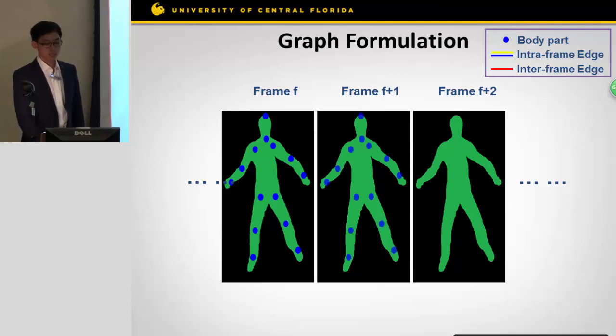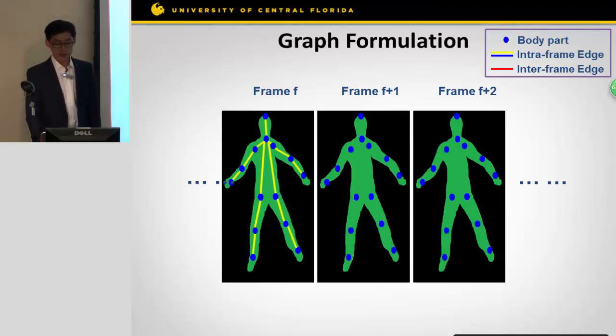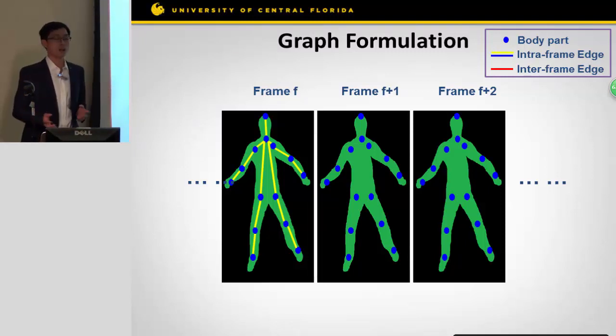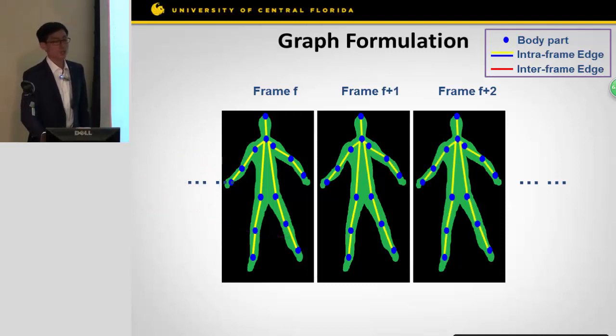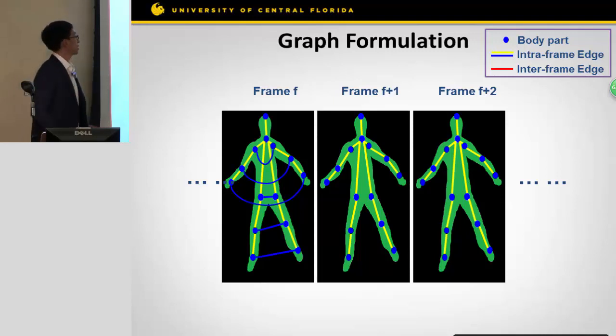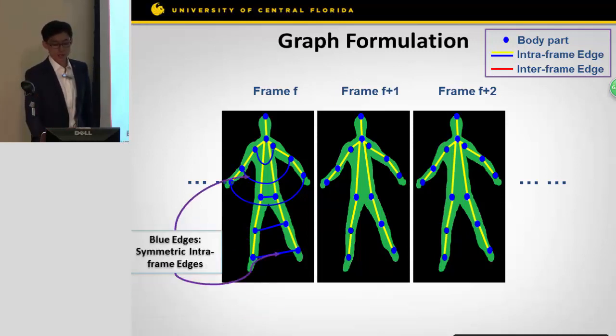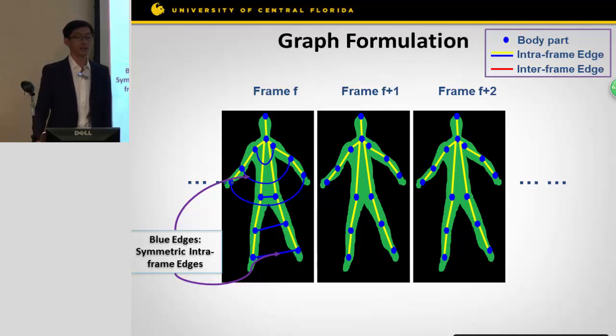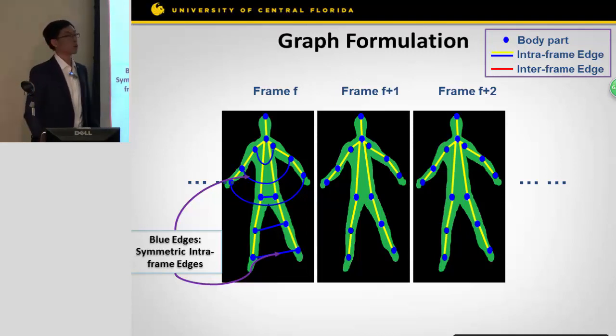Body part locations, and the edges. For the yellow edges, these are the spatial constraints between the adjacent body parts. These types of edges are commonly used by researchers. And there's another important type of edges, which are the blue edges. These edges model the symmetric nature of the body parts, and these types of edges are not used very often by researchers because they make the problem more difficult to solve.